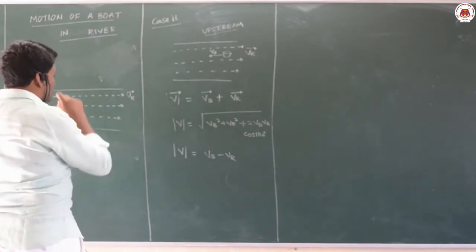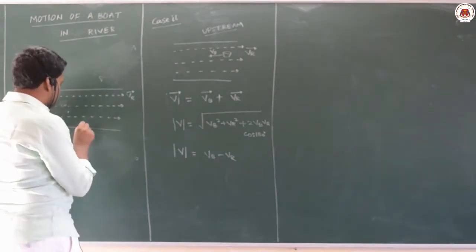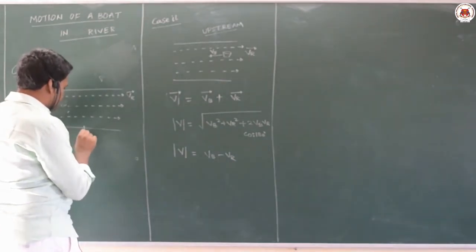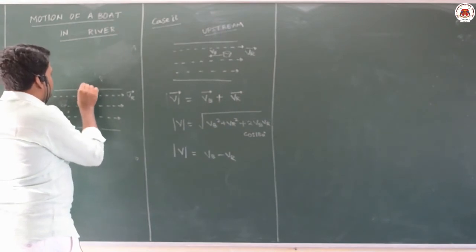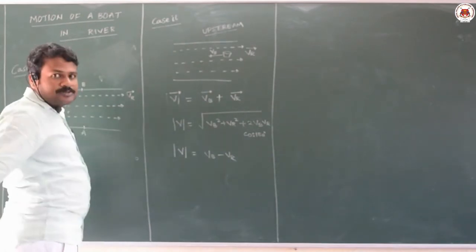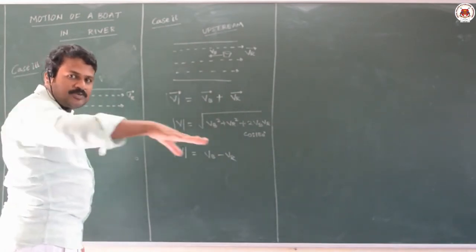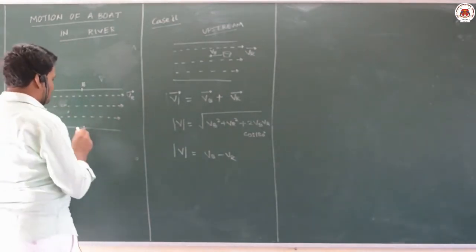In case 3, we are crossing the river from one end, let us take, you are at end A. You want to reach exactly the opposite point B. You are crossing, you are going in this direction. Previously, you were going in the direction of water. Now, you are crossing the river. Now, let us see what happens when you are crossing the river.